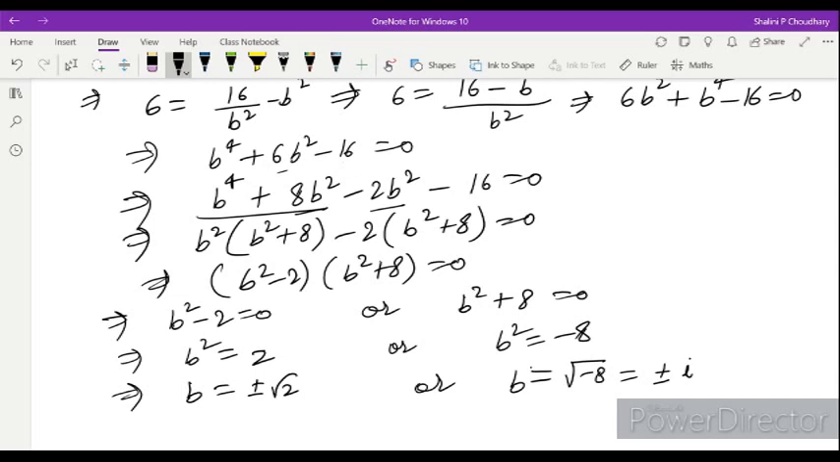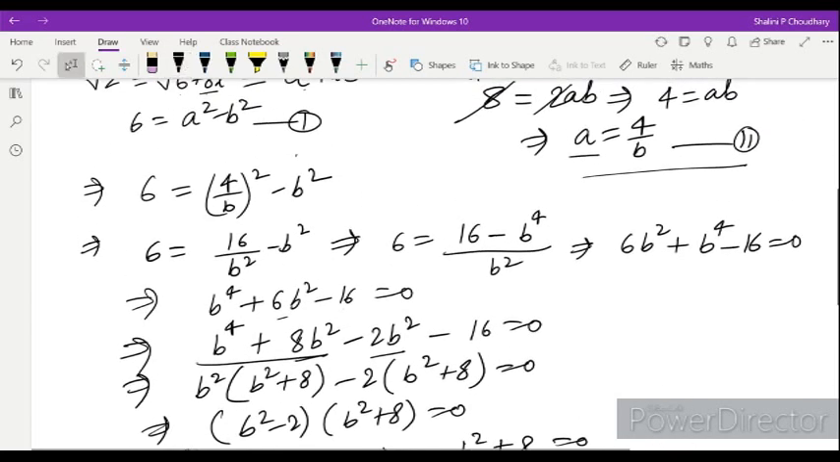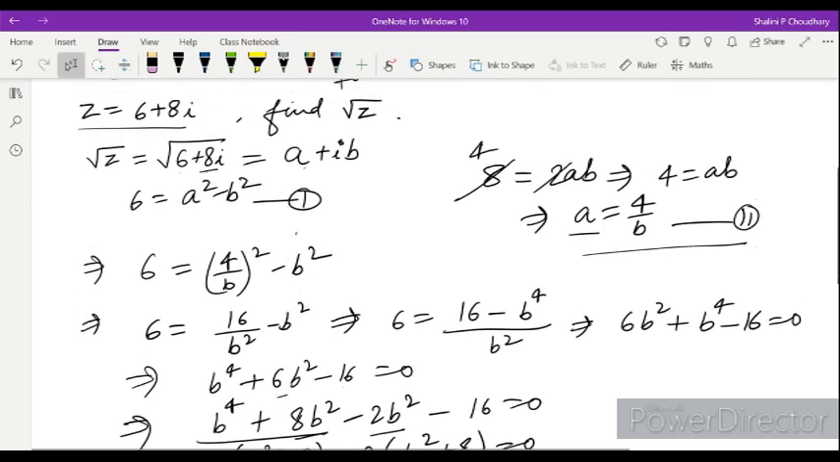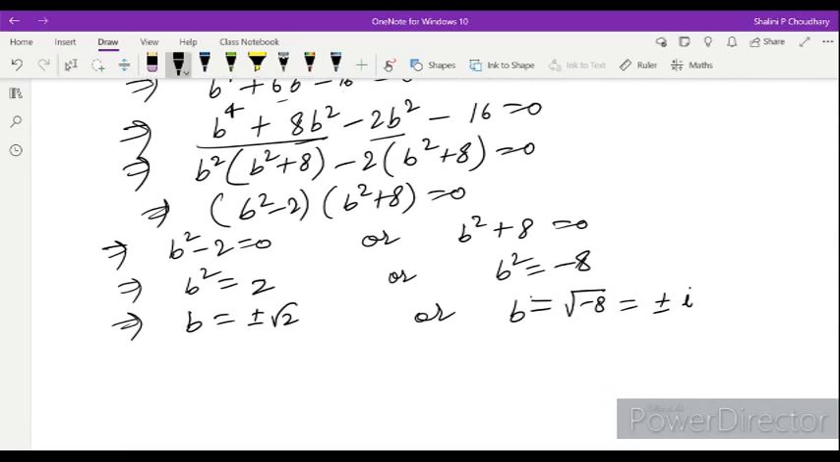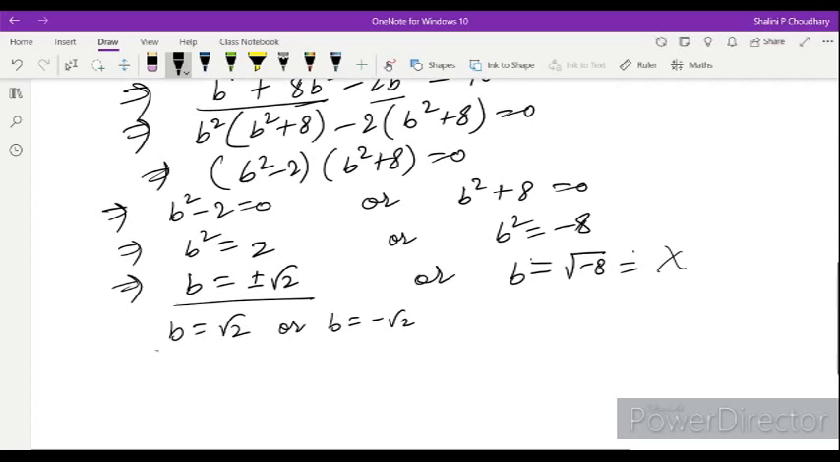But b is a real number. Always we have to find out a and b, and the values we get will be real. So this value cannot exist. This is not possible. So we'll take this value. So either b will be equal to square root of 2 or b will be equal to minus square root of 2. We take this value.